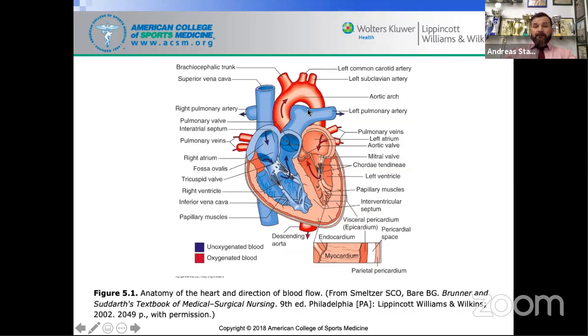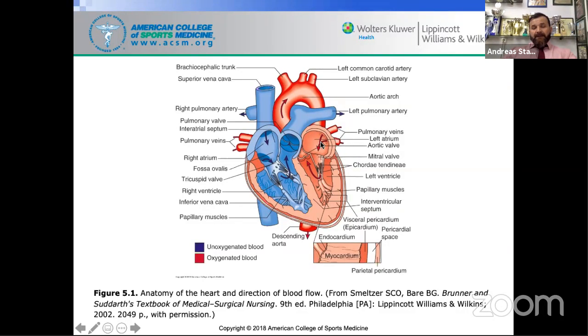It's going to our lungs to do what? To become oxygenated. So when it's ready and it's oxygenated, what's going to happen? It's going to come back to our heart through the pulmonary veins. And it's going to go where? It's going to go to the upper left chamber of the heart, which is called the left atrium.